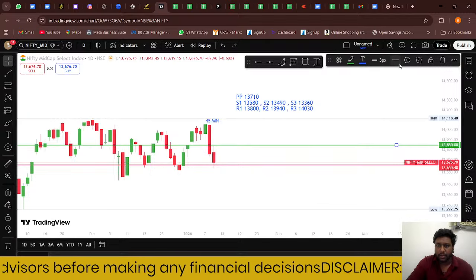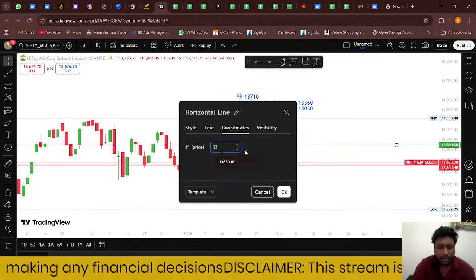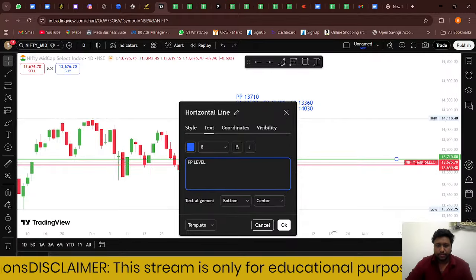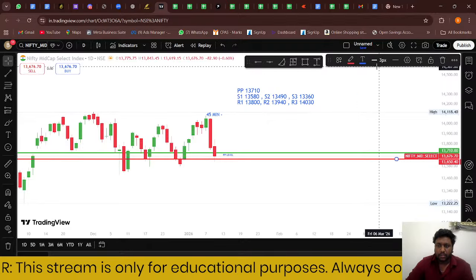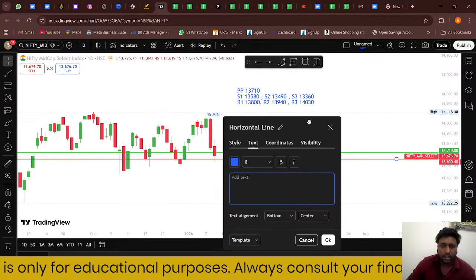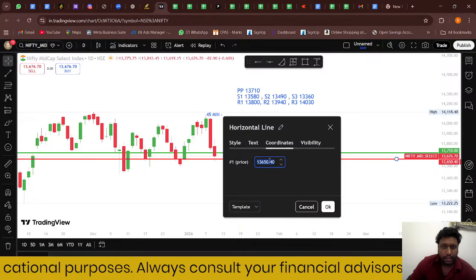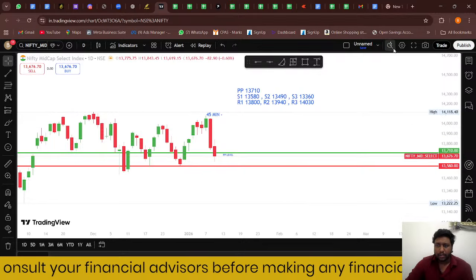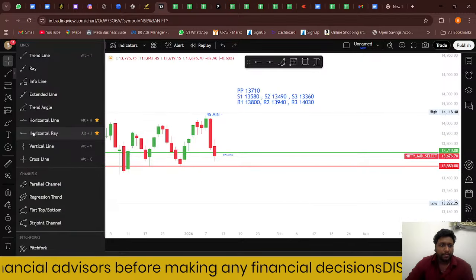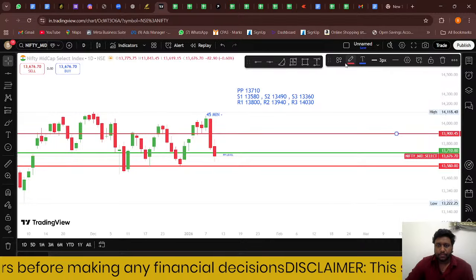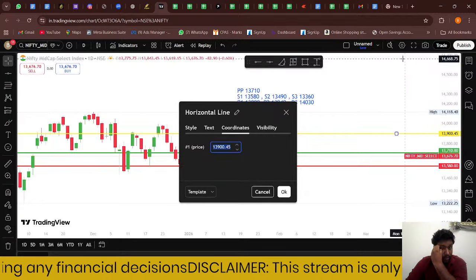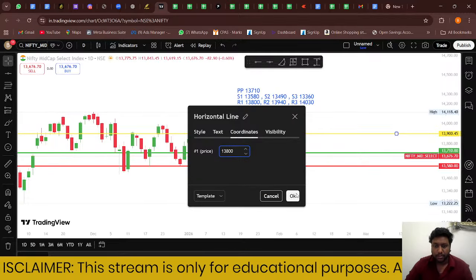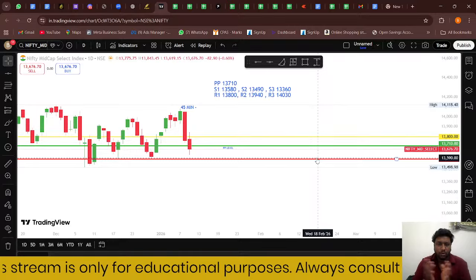We will mark the pivot line over here, 13,700, 13,710. On the support side, 13,580 will be the first support, and we will mark the resistance as well. 13,800 will be the first resistance, and here as well similar. So all four markets are similar here.